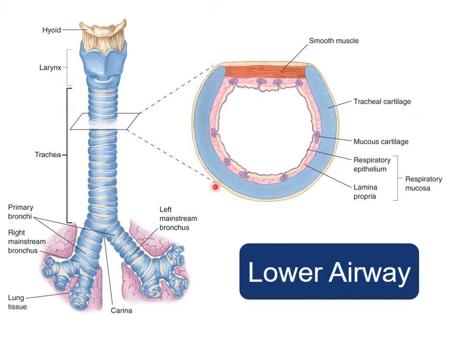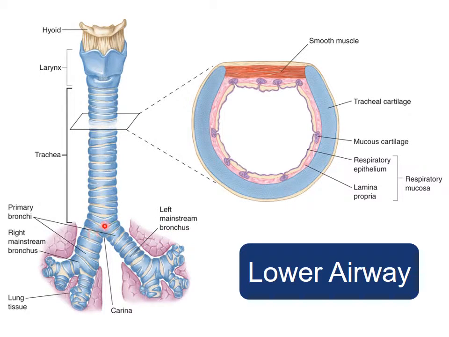But these rings are important because that is what holds this big airway open when we take a breath. And we'll go over the mechanics of ventilation, but basically when we take a breath, we're going to create a vacuum in our lungs, and if this was not cartilage, it would collapse onto itself.